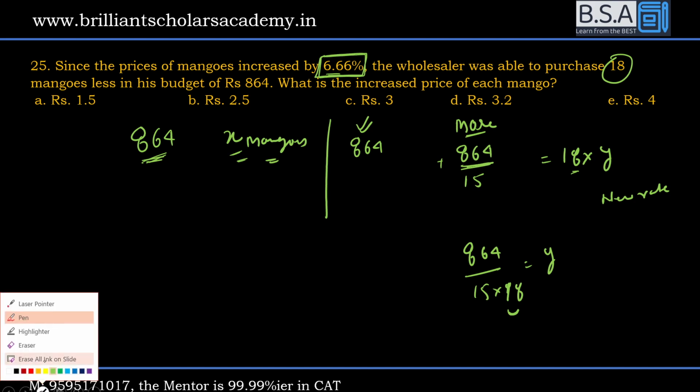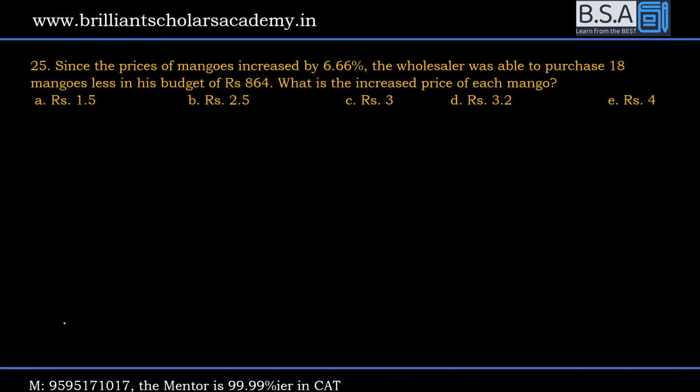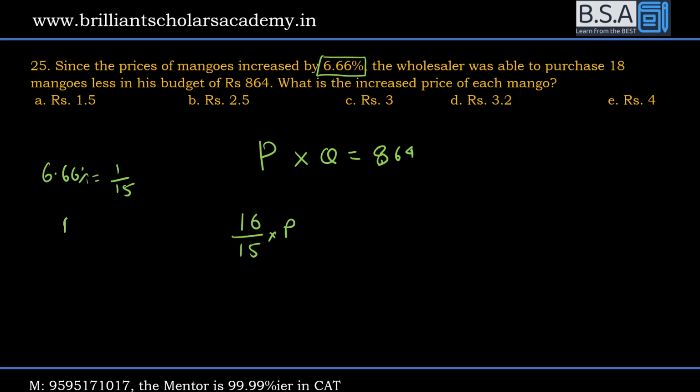3 point. Now, what is the usual method you guys apply in basic questions? You assume the price to be P, you assume the quantity to be Q, and you assume the expenditure to be 864. Price increases by this much. So can I say the price becomes 16 by 15? Can you justify this? 6.66 percentage is 1 by 15. I want more. More means 1 more on 15.